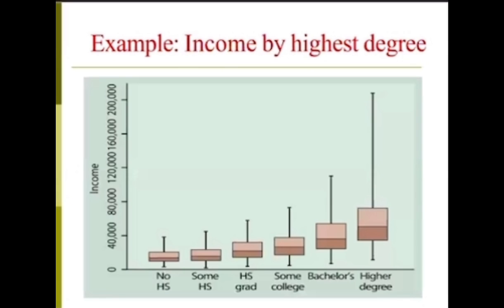We can also have several comparisons of groups. Here we're talking about income by highest degree: no high school, some high school, and so on. And you can see the average and the median. It's not the same. You can also talk about the skewness and so on. You can compare all of that.